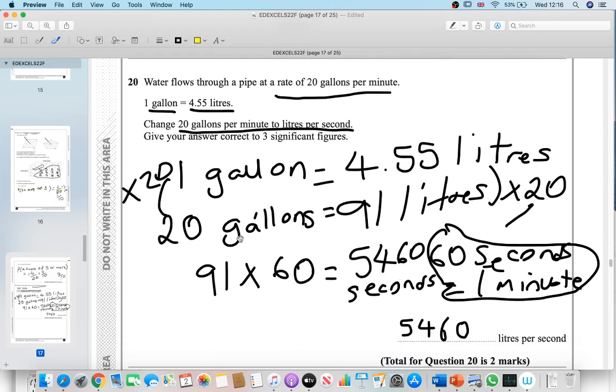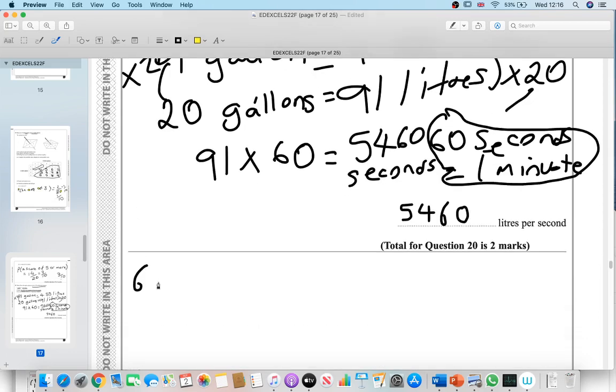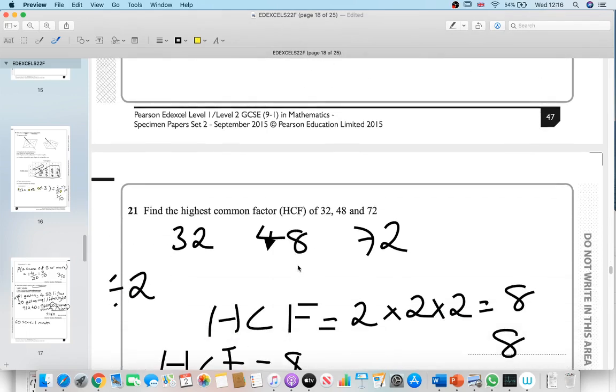So it is knowing our conversion. 60 seconds, I'm just going to put secs there, short for seconds, is equal to 1 minute. So that is my answer there, guys.